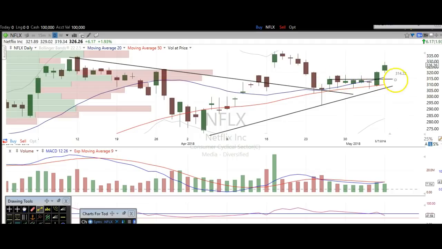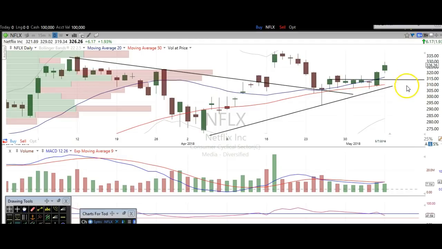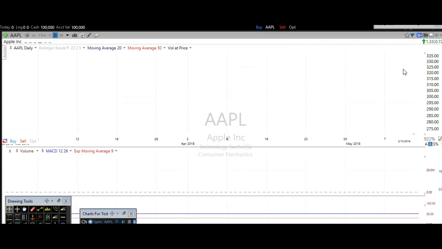So we have a nice little support here at about 313, 315, based off of all this sideways trading, all right? So I think that if we head lower, this previous resistance is going to turn into support, and we can get a nice bounce against 313, 315. So you seeing that? Are you seeing that clear resistance level? Good, good. So let's move on to the next chart, and that is Apple.